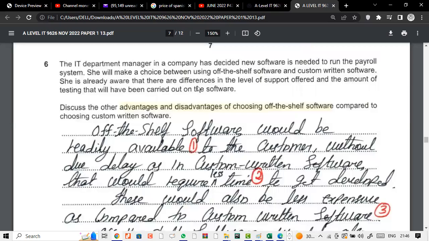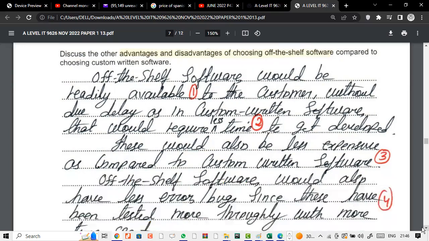She is already aware that there are differences in the level of support offered and the amount of testing that will have been carried out on the software. Discuss the advantages and disadvantages of choosing off-the-shelf software compared to custom software. A very basic question. Let's see the way it should be answered.